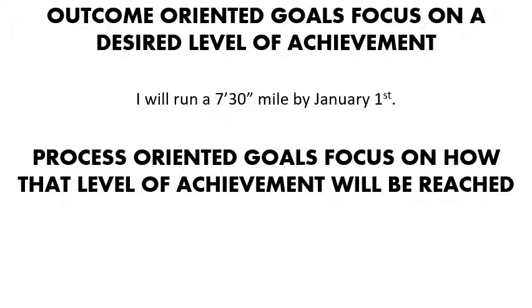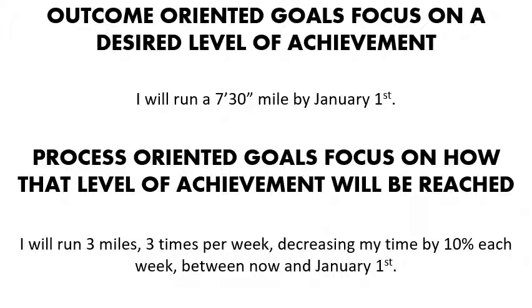Process-oriented goals focus on how I'm going to get to that level of achievement. So maybe something like this. I will run 3 miles 3 times a week, decreasing my time by 10% each week between now and January 1st. So outcome-oriented goals are about what my ultimate level of performance is going to be. Process-oriented goals are about how I'm going to get there.